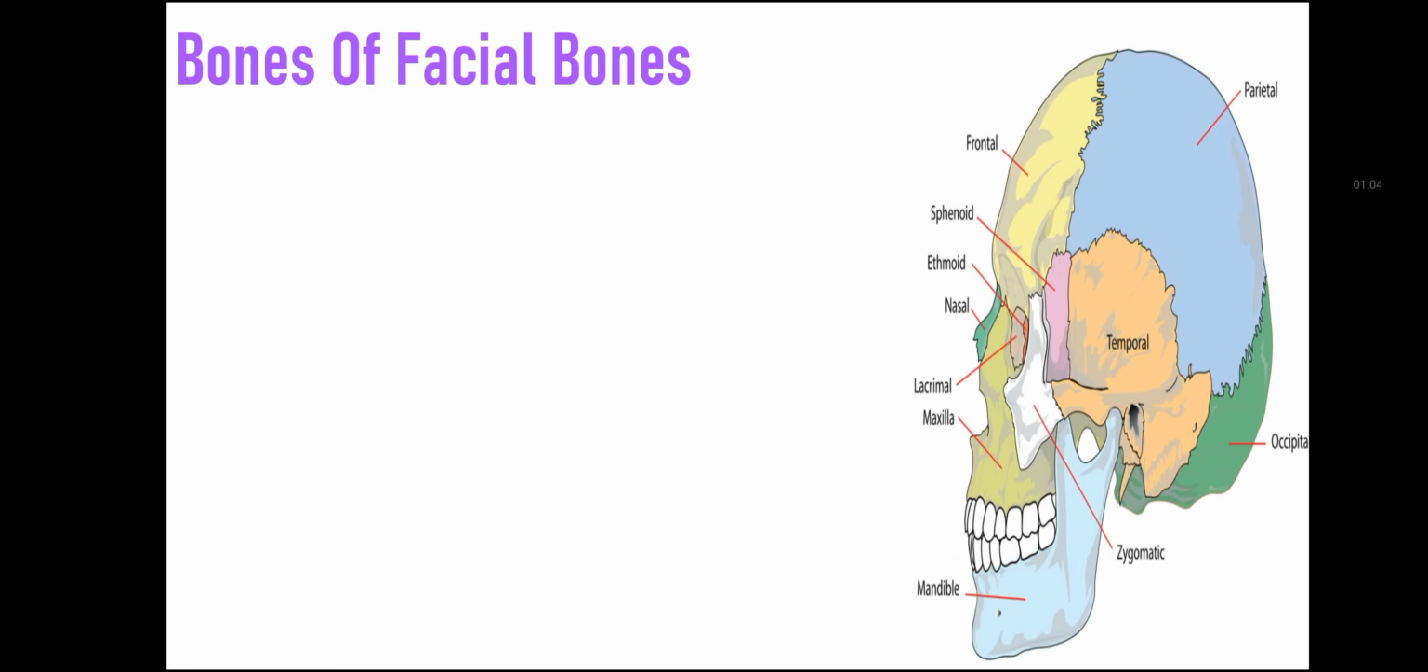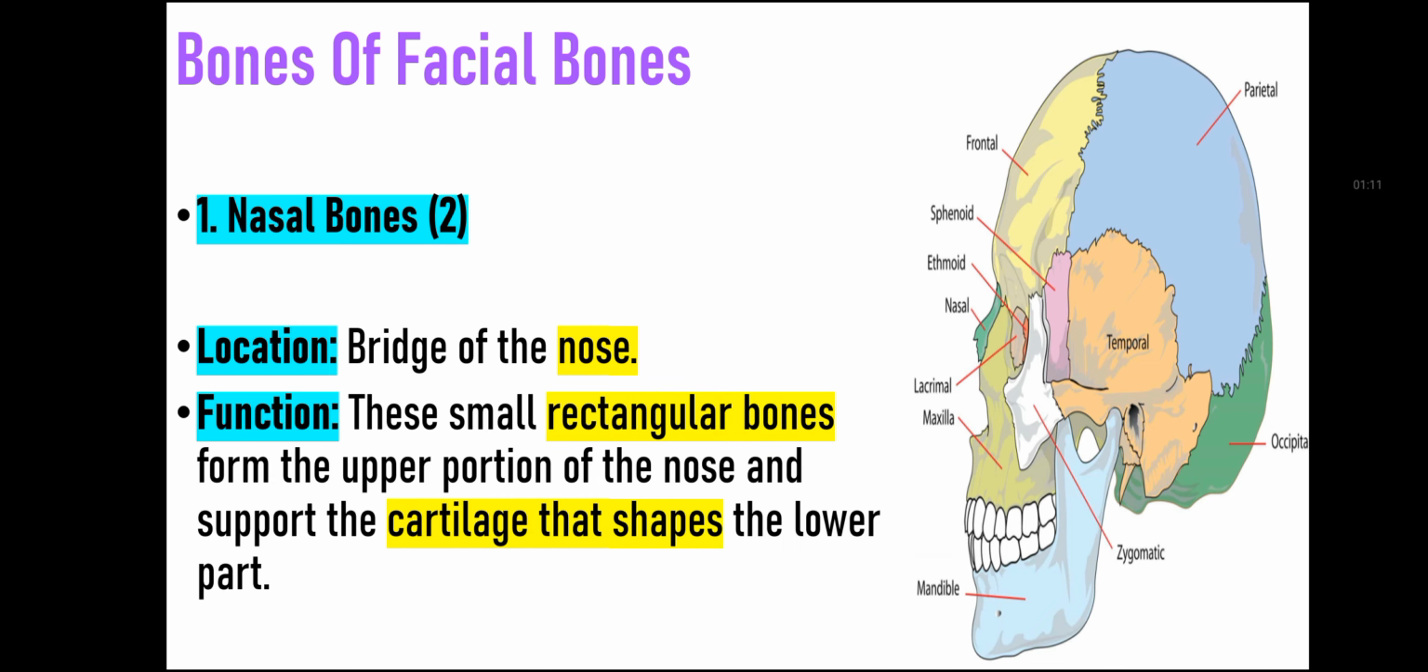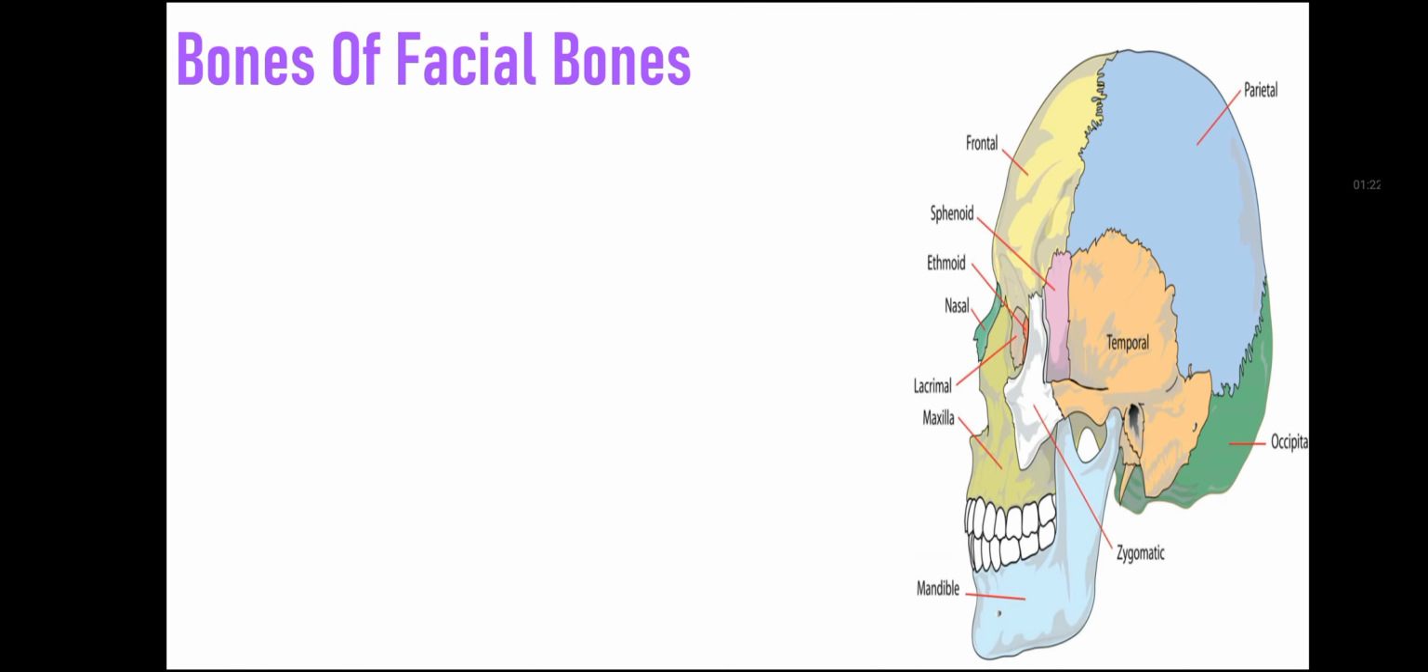The first is nasal bone, that are paired bones. Their location is at the bridge of nose. And talking about the function, these small rectangular bones form the upper portion of nose and support the cartilage that shape the lower part.